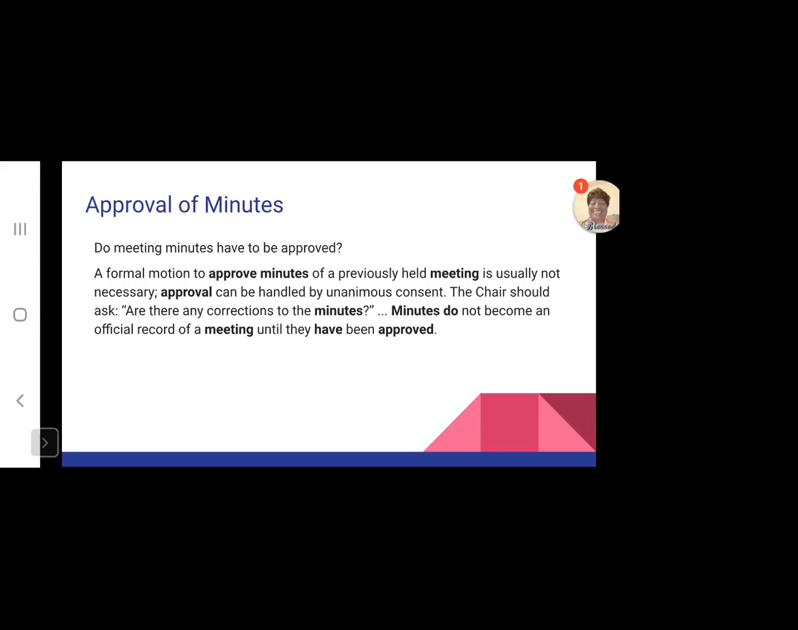So, of course, the chair would ask if there are any corrections to the minutes before stating, right? They move to approve the minutes, which is a less formal way. The more formal way is receiving the approval from two board members. The first one saying, "I approve of the minutes as they have been presented or reported." And then the second would be, "I second that," and then we would move forward.